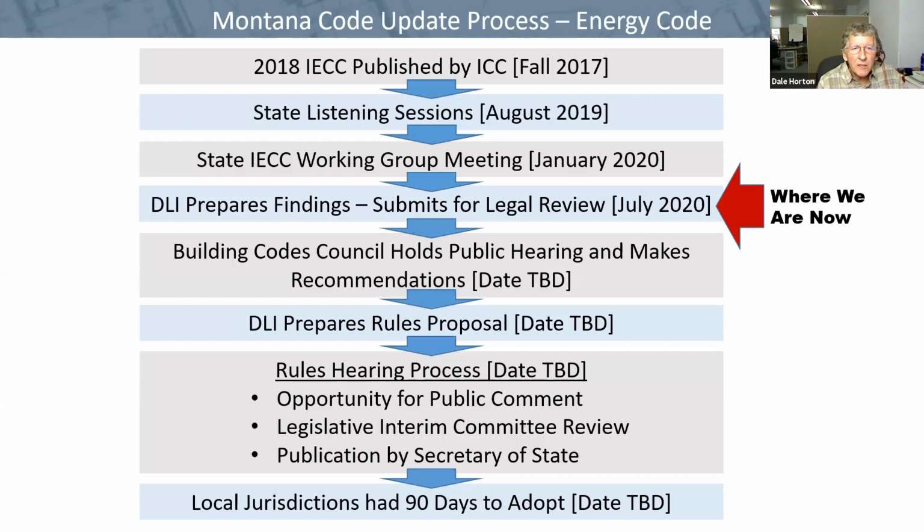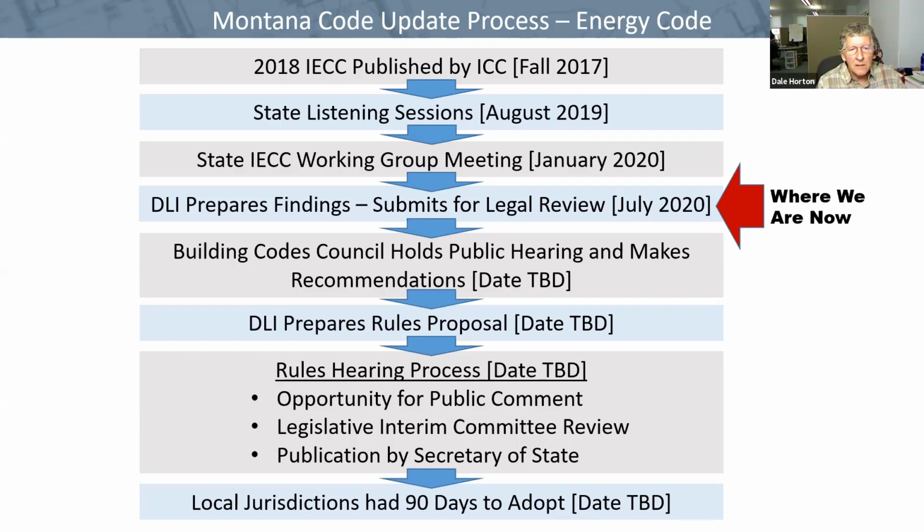The adoption of the energy code has gone at a snail's pace, and the 2018 IECC was published in the fall of 2017. It took a while to finally get listening sessions for the energy code. And then there was a working group sponsored by the state just this last January for different stakeholders to comment on the energy code. And right now, the department has developed its proposed language, essentially the amendments, and has submitted that to the attorneys at the state for legal review. And that's where we are right now.